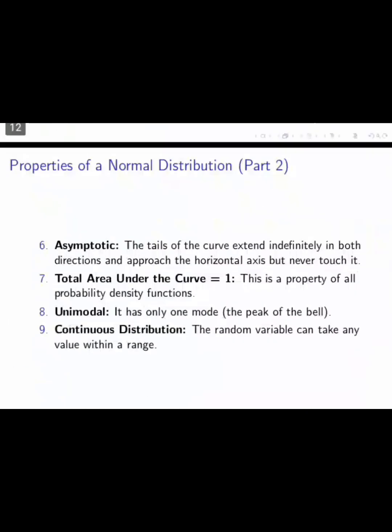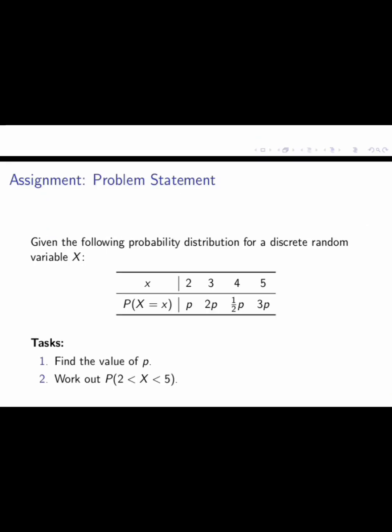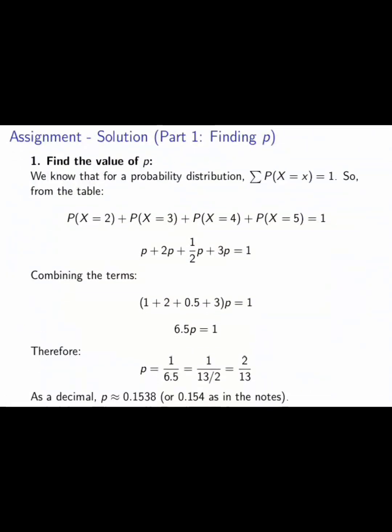Now another property of the normal distribution is that it is asymptotic. That is, the tail of the curve extends indefinitely in both directions. That is, it keeps on going. Another one is that the total area under the curve is always equal to 1. Another one, it is unimodal. It has only one mode, the peak of the bell, which is the top of the bell. That's the mode of a normal distribution. It is also a continuous distribution, which we already stated earlier.